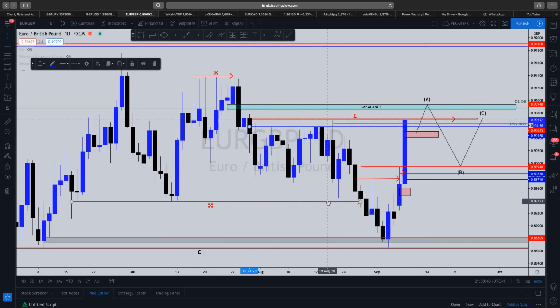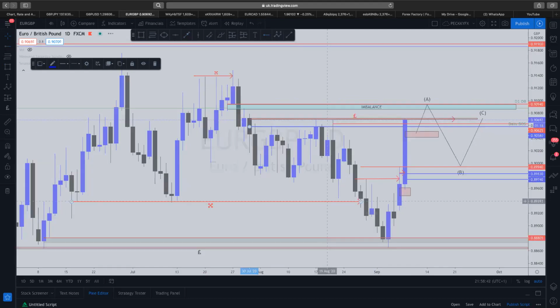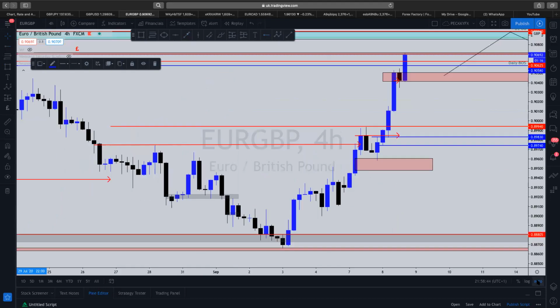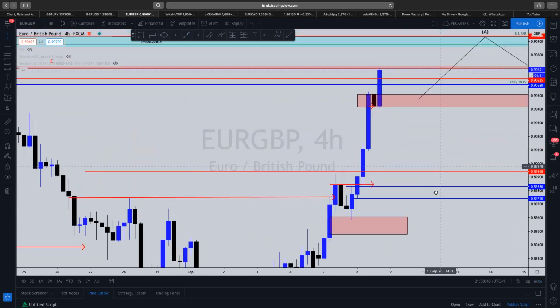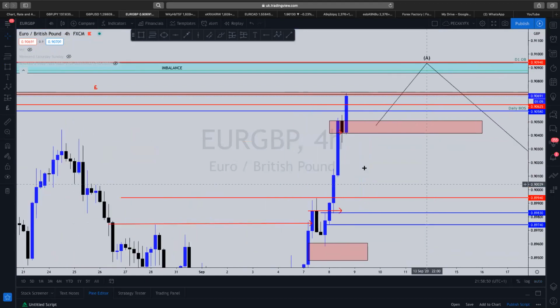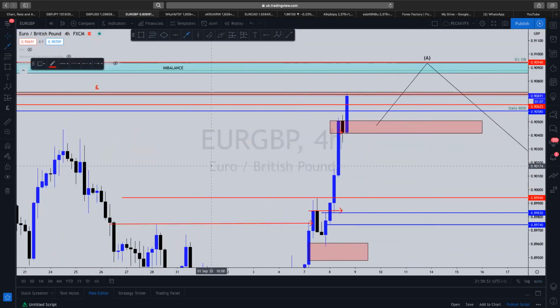Now, let's go back to our 4 hours. Let's see how it aligns with everything we have. Okay, daily BOS is right off at this point, and we have our step OB just sitting below at this point too. So looking for that little retracement down to this point, then have some buys tomorrow.